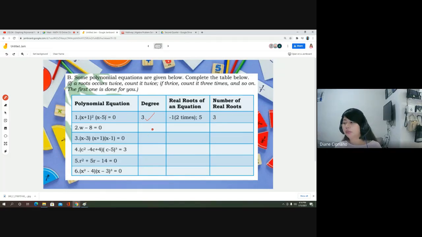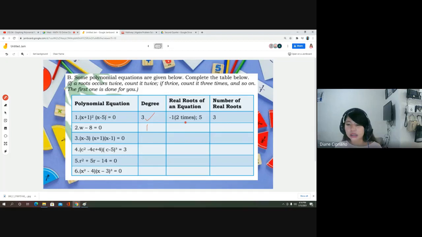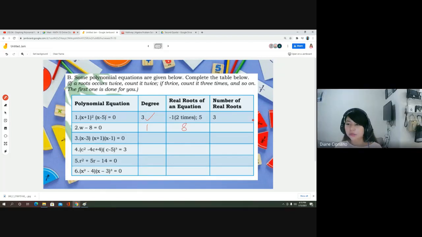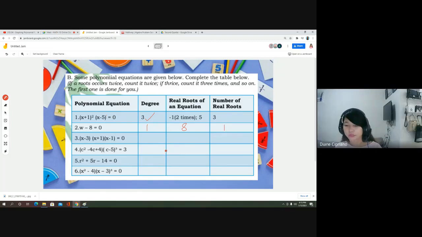How about example number 2? Biel, what is the degree here? Hello po. Ano ma'am? Isa po? Degree, yes. Very good. 1. What is the real roots, Biel? 8 po. 8. Good. How many numbers of the real roots are there? Isa lang po. Good. Very good.